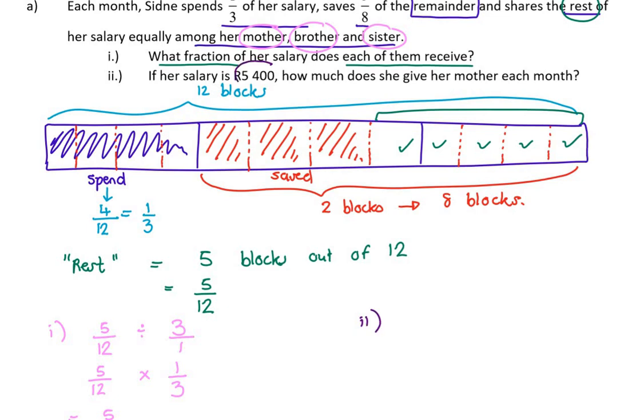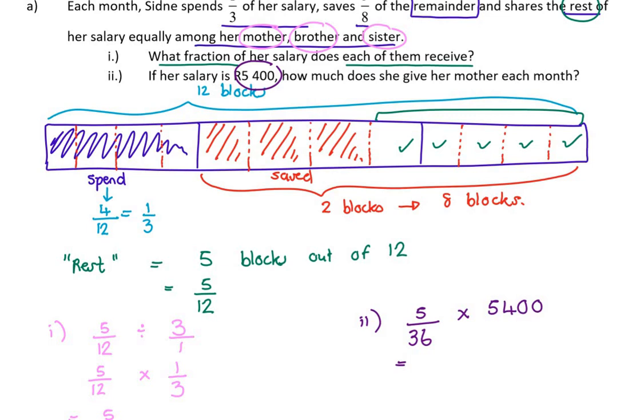If her salary is 5,400 Rand, how much does her mother get each month? Well, this isn't anything to do with the bar model. This has got to do with the fact that her mother receives 5/36. It's a hard word to say, 5/36 of her salary. So it's 5/36 times 5,400 Rand.